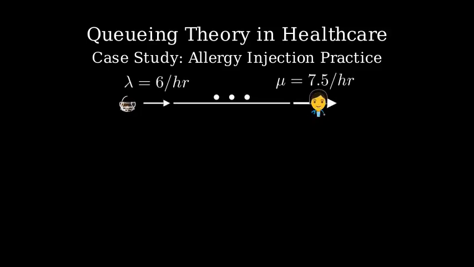Patients arrive at an average rate of 6 per hour following a Poisson distribution. Each patient requires an injection that takes an average of 8 minutes following an exponential distribution. There is one nurse providing injections.